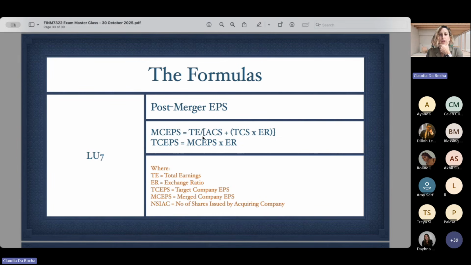And the formula is total earnings divided by your acquiring company shares plus your target company shares times the ER, which is your exchange ratio. Then you have your target company EPS, which is your merged company EPS times your exchange ratio. So you can see that the formula now is different.